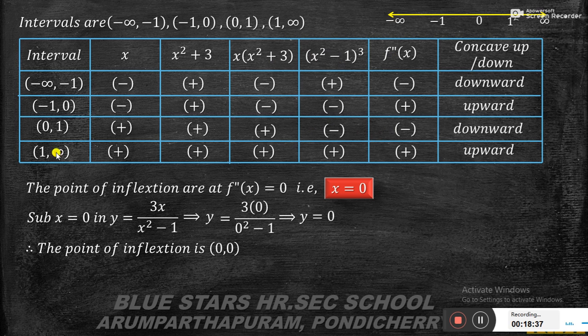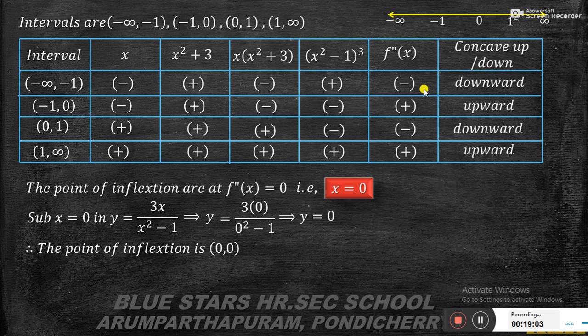So next 1 comma infinity. So we take any number from this. I take x equal to 2. So x equal to 2 means here I substitute 2, the sign is plus. Next 2 square is 4, 4 plus 3 is 7, plus. Next 2 into 4 plus 3 is 7, 7 2s are 14, plus. Next 4 minus 1, 4 minus 1 is 3 cube, 27, plus. Next f double dash of x equal to plus by plus is plus.